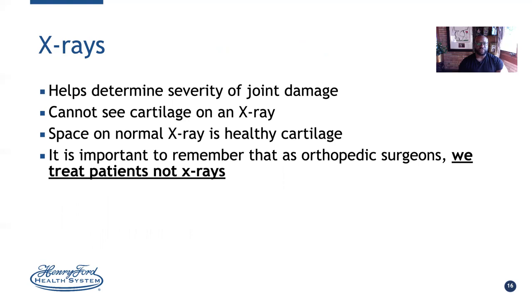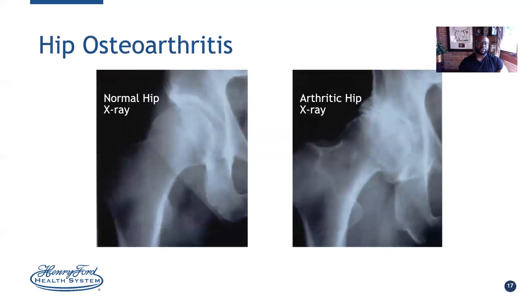However, if you're not having much pain and you're able to continue to do your ADLs, you kind of ignore the X-ray and treat the patient. So an example of a good and a bad X-ray: on the left, you see a normal hip, and on the right, you see an arthritic hip.